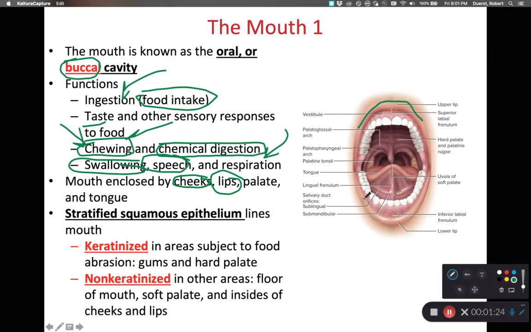On the lips of our mouth, we have the superior and inferior lip, or upper and lower lip. We have a palate that's broken up into hard and soft regions, and then tongue, which can move the food around within the mouth while we're chewing it or masticating it.